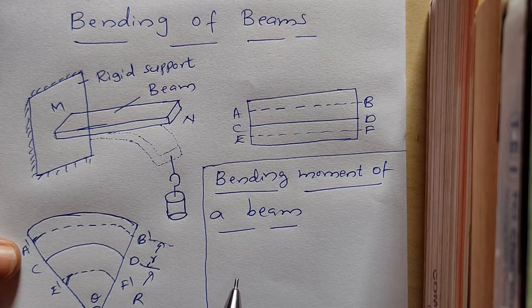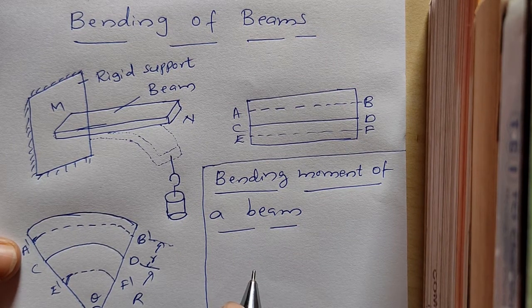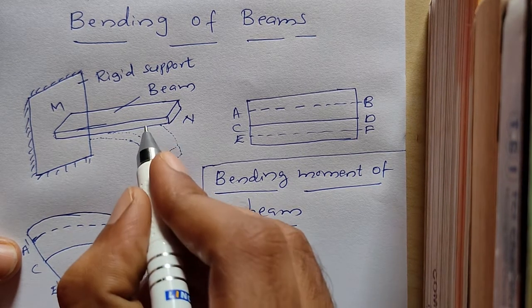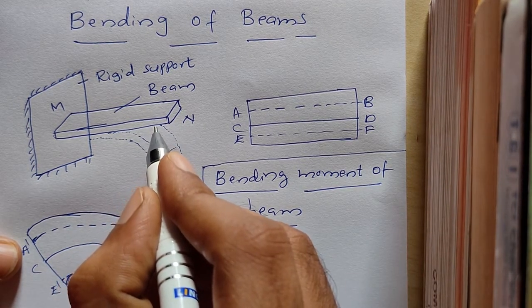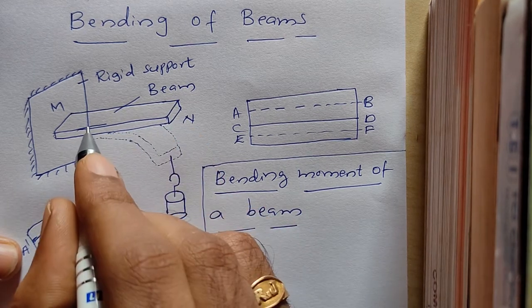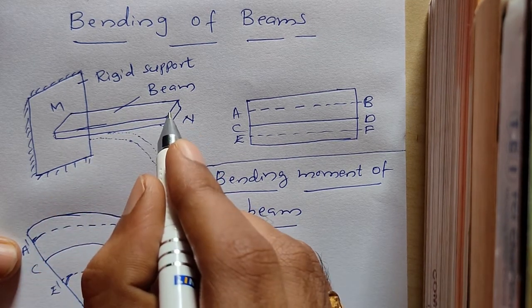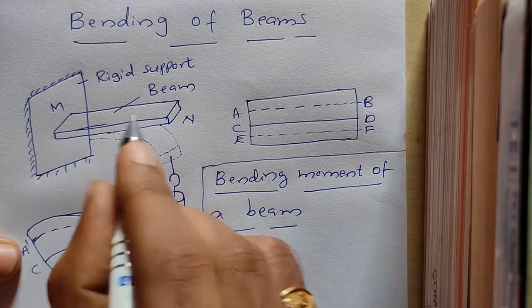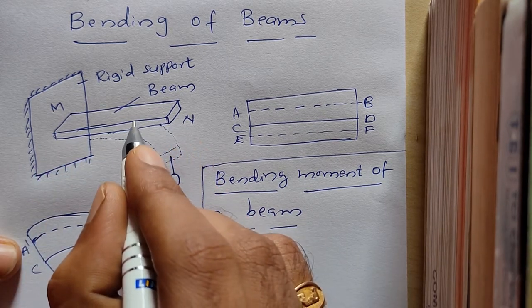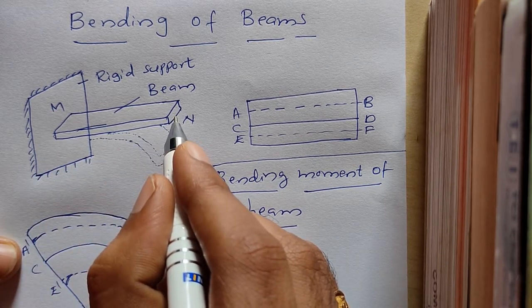Dear students, in this presentation I am going to discuss bending of beams. So let us see what a beam is. A homogeneous body of uniform cross section whose length is large compared to other dimensions is called a beam.